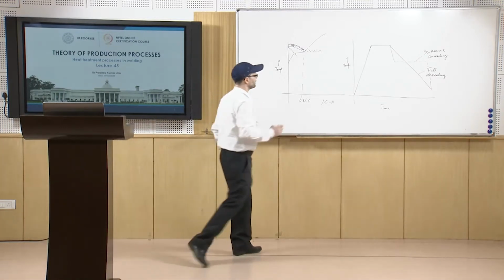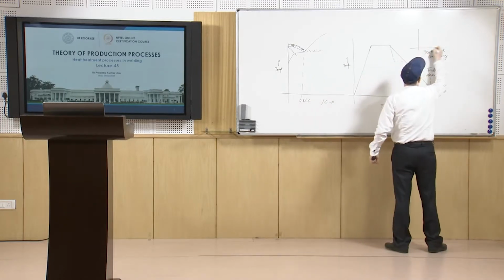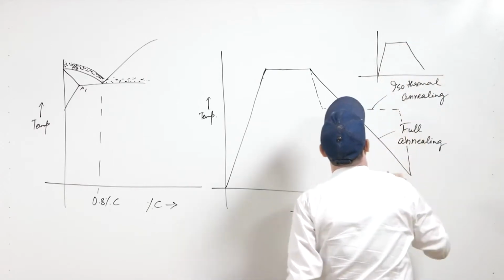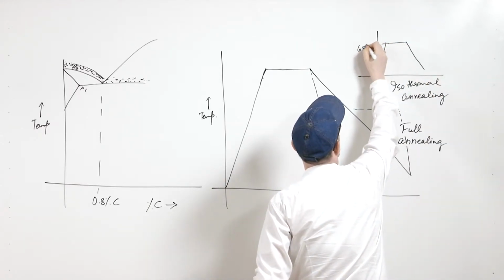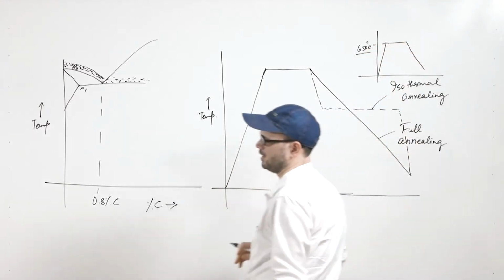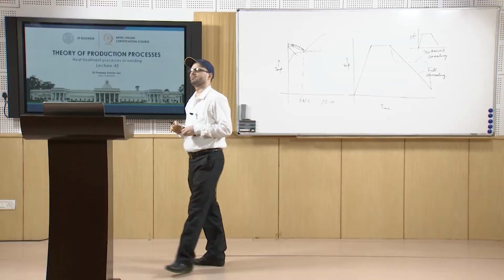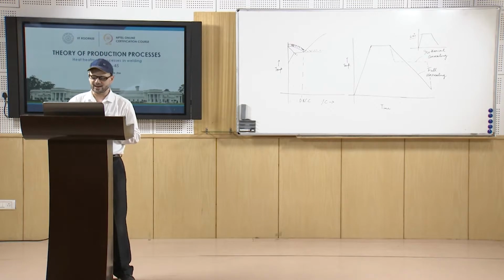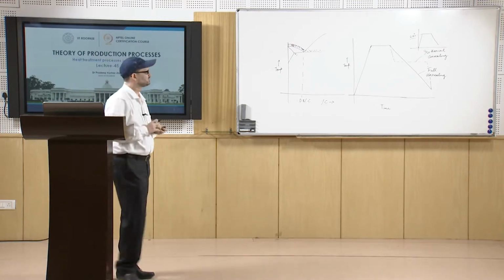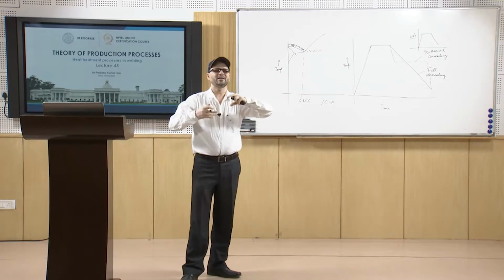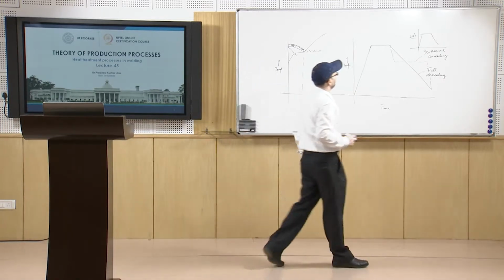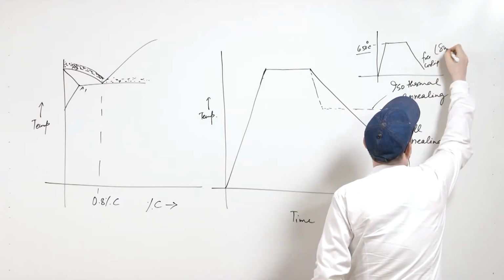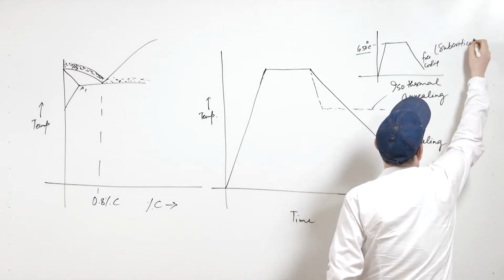In the case of subcritical annealing, you are heating to something like 650 degrees centigrade, and then you are going for free cooling. So, this is about 650 degrees centigrade. That gives you the process of subcritical annealing, and many times the carbide dispersion will be fine in the case of subcritical annealing. So, there will be free cooling. This is subcritical annealing.